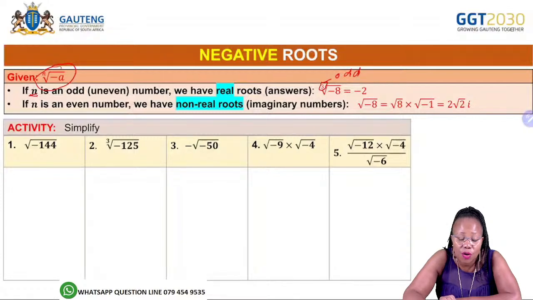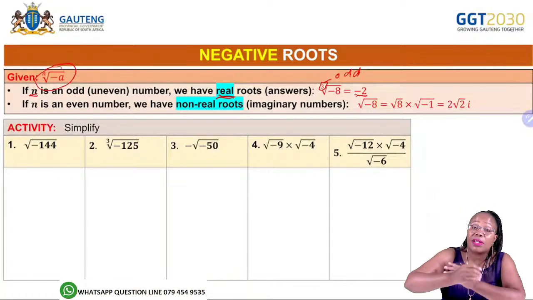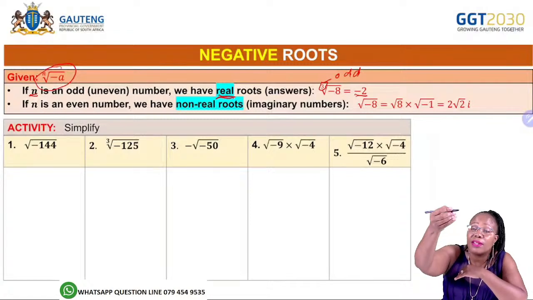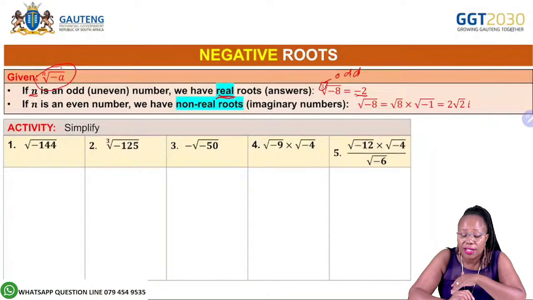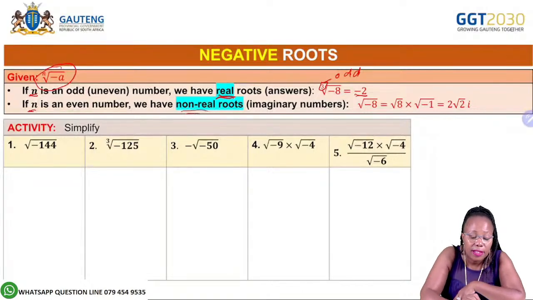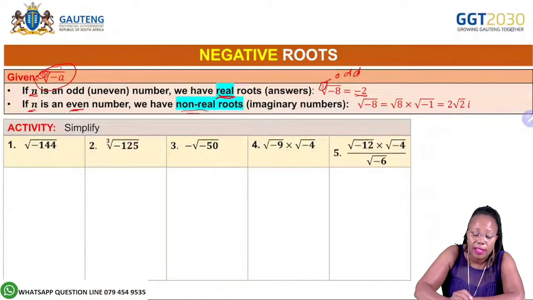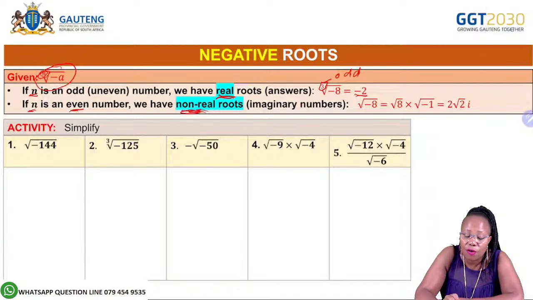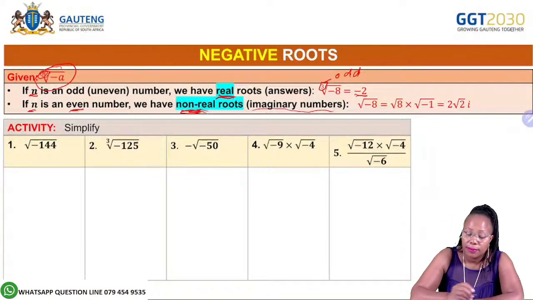So if n is odd, the answer will be real. It's a real number, minus 2. Remember, real numbers and integers fall under the real numbers. The imaginary numbers are the ones that are non-real. So if n is even, we look at the n value there. If it's an even number, 2, 4, 6, 8, 10, therefore the answer will be non-real, which we regard in technical maths as being an imaginary number.